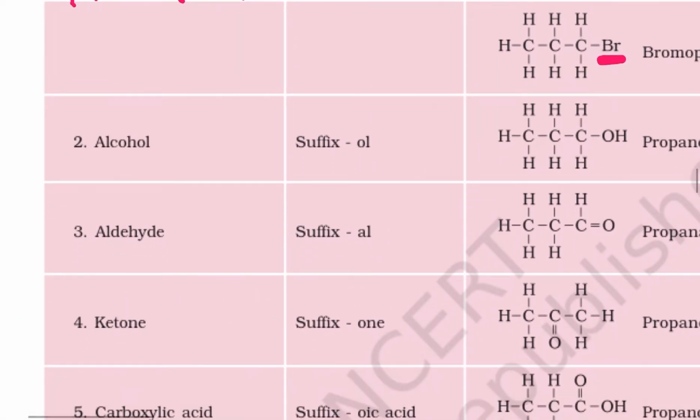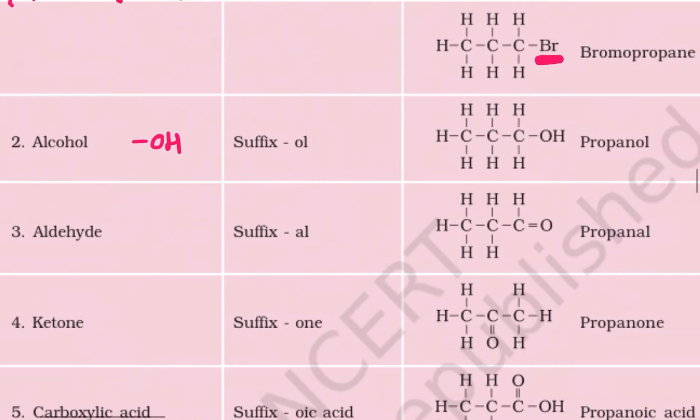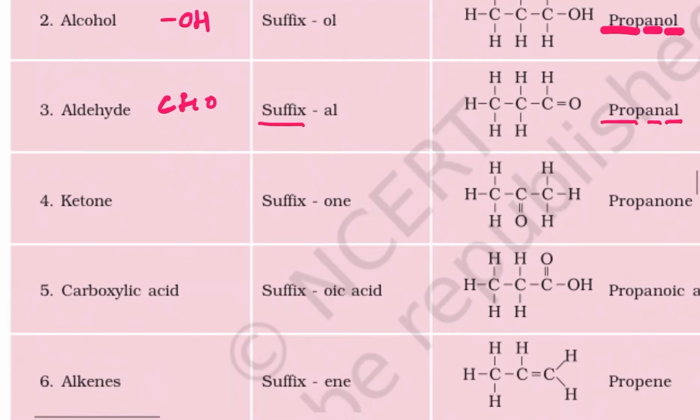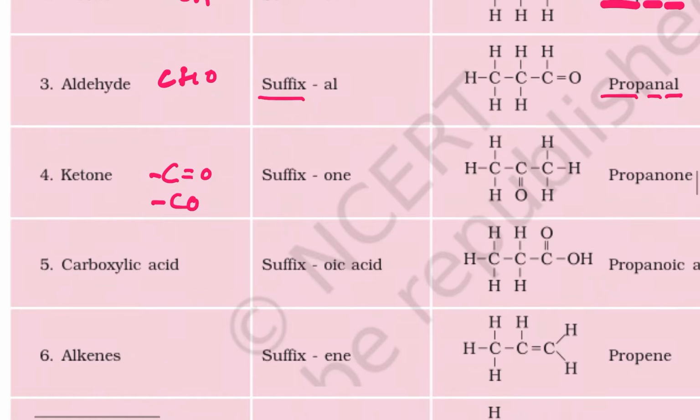Alcohol, the functional group is OH. So suffix OL is added. So here we have prop and single bond, so AN and OL for the alcohol group. Aldehyde, that is the CHO group, is added and it is a suffix AL, so propanal. Then ketone, C double bond O or CO is added.